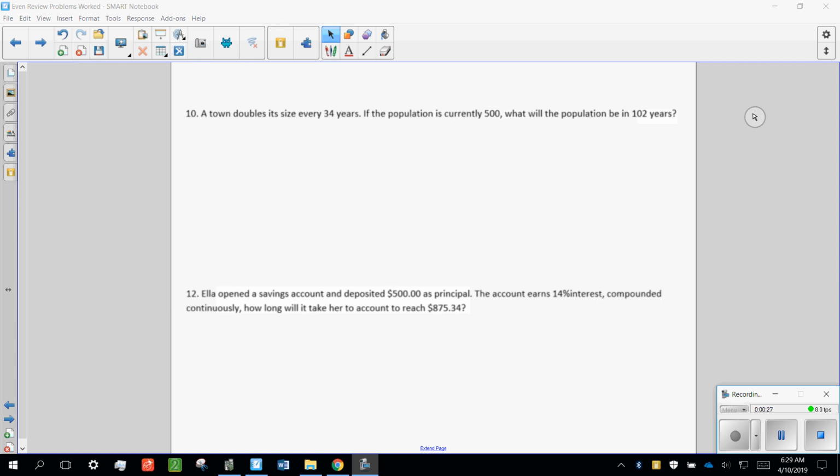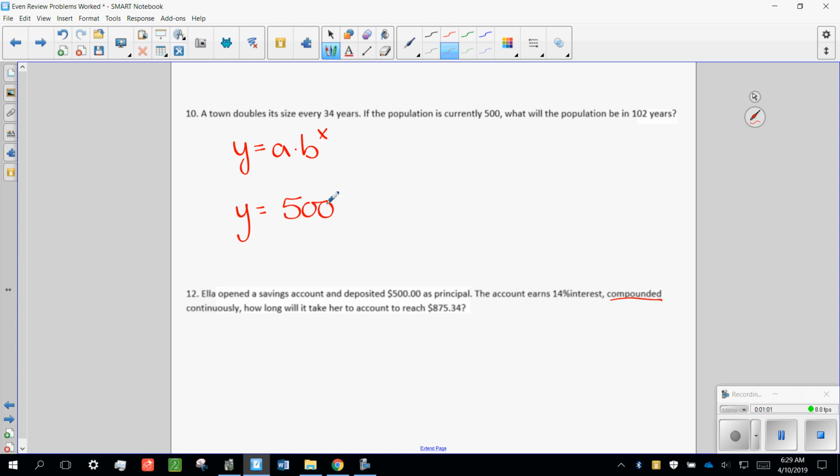Something that's missing here that we see in problem number 12 is the word compounded. We are doubling every certain number of years, but it's not compounded continuously, or compounded monthly, something like we deal with in our interest equations. So we can use this basic formula, y equals a times b to the x, where a is our starting amount. We start with 500 people, so currently 500.